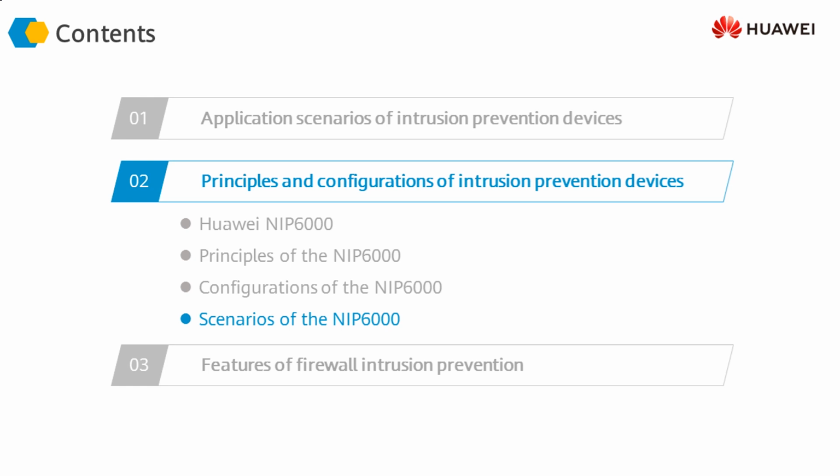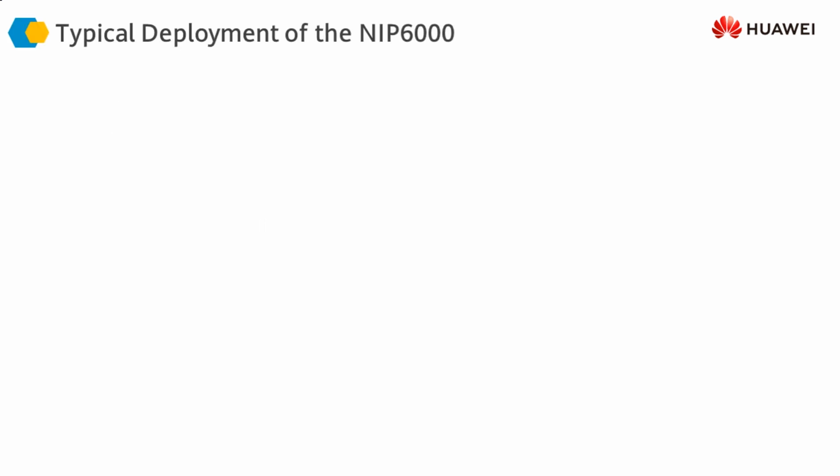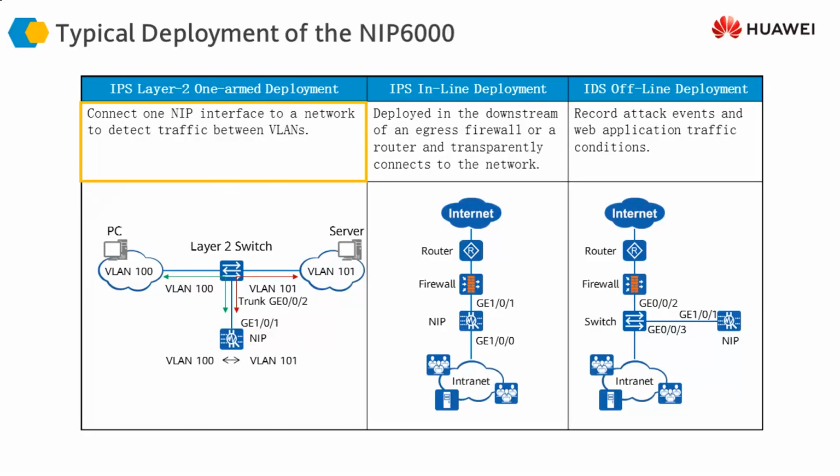In this video, we are going to look at the different implementation scenarios, or application scenarios, deployment scenarios of NIP 6000. NIP 6000 can be implemented in different ways. The most common is the IPS inline deployment. This is the most common deployment of IPS, where the IPS is deployed behind the firewall. It protects our intranet from the traffic coming into the intranet, or when users access the internet, it protects our users from attacks from the internet.